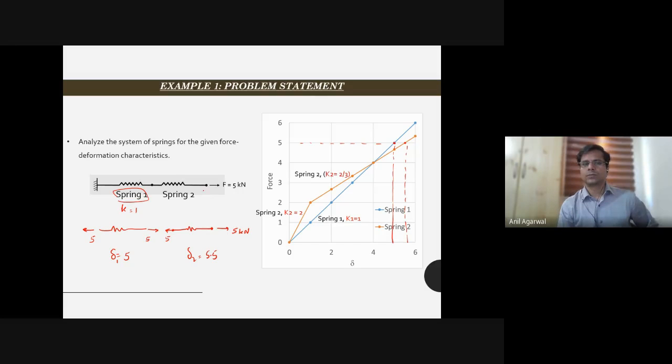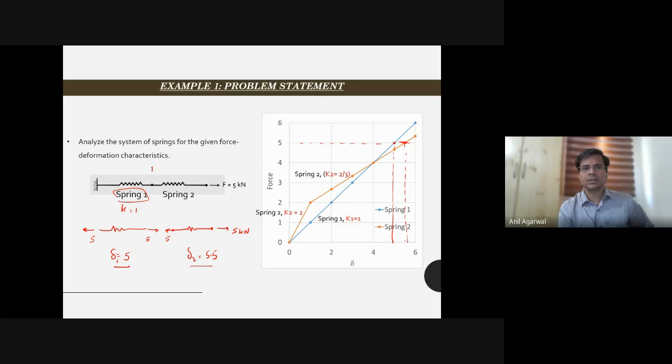Okay, that is pretty straightforward, right? Because I know the spring behavior already. So for a force of 5, it crosses the horizontal line of 5 at the curve. So that is a deflection of 5.5. No magic here, no tricks here. So I got a spring deformation of 5 here, and a spring deformation of 5.5 here.